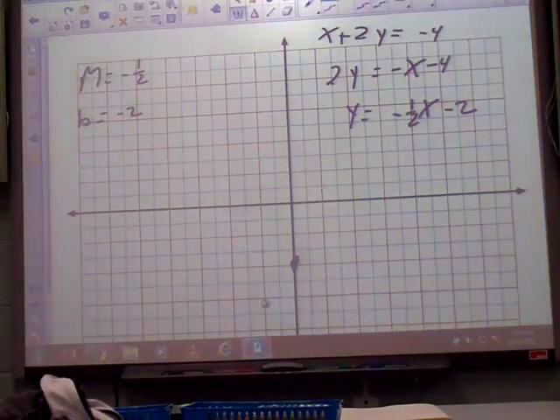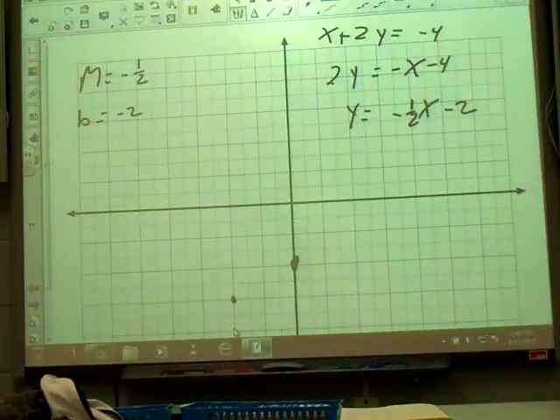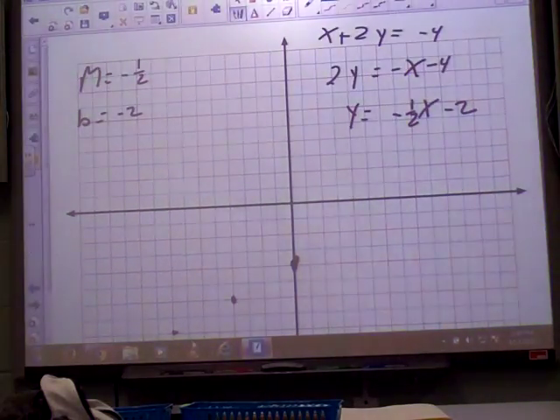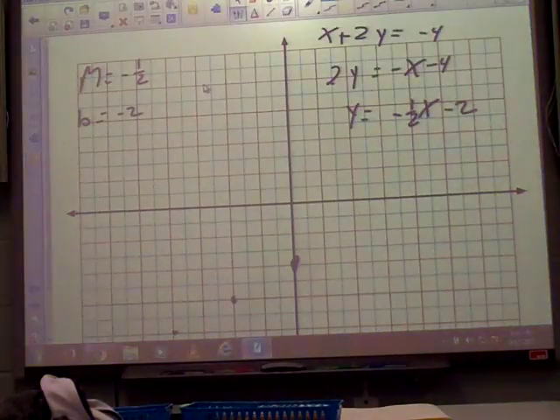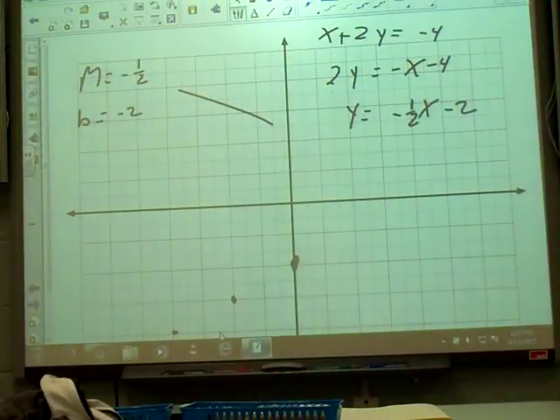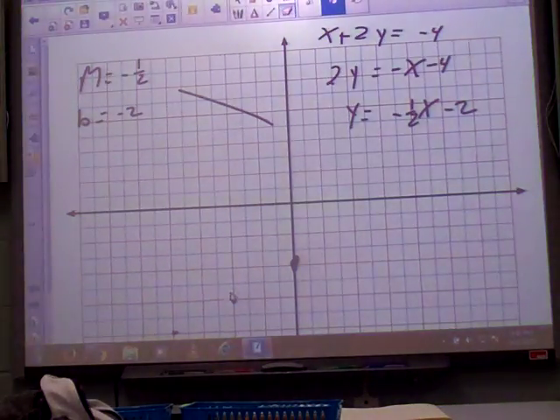-1/2. Down 1, left 2. Everybody all right? Down 1, left 2. You sure? It's supposed to be going the other way. Oh, this has a negative slope, which we wrote yesterday means the line should go downhill. Why do I have an uphill line? I don't know why I did that either. Backwards. What am I doing wrong?